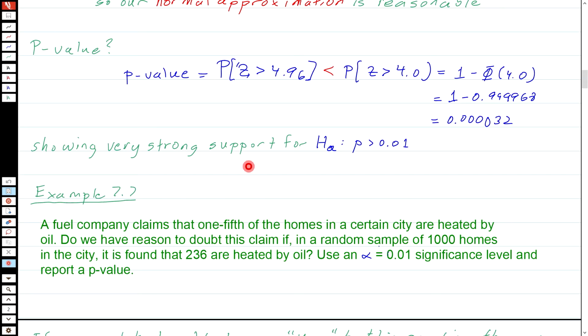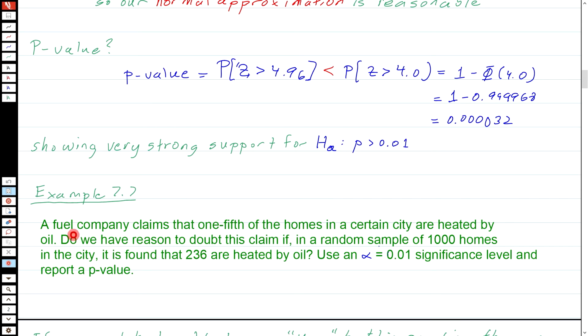Okay, another example. A fuel company claims that 1/5 of the homes in a certain city are heated by oil. Do we have reason to doubt this claim if in a random sample of 1,000 homes in the city it is found that 236 are heated by oil? And we'll use an alpha equals 0.01 significance level, so a 99% confidence level, and report a p-value.